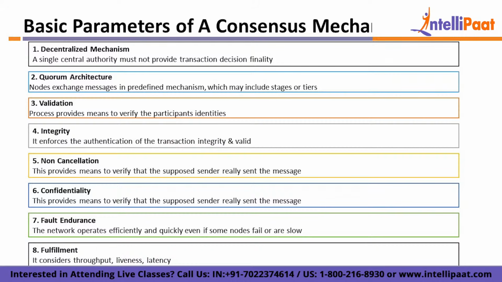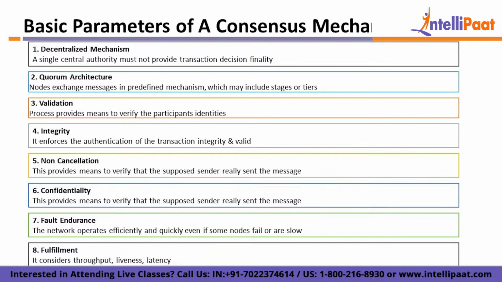So while designing a consensus mechanism, what the basic parameters should be and how these should be handled, that we will be learning in this slide. The first parameter should be your decentralized mechanism. As we know, while working on consensus, we are dealing with a decentralized ledger, say blockchain. So a single central authority must not provide any decision finality. It should be designed and decided from consensus itself.